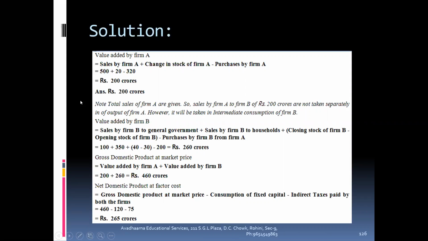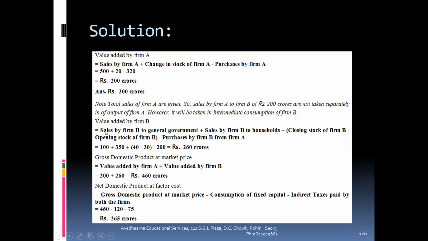Now see, this is the solution of the problem. Value added by firm A will be sale by firm A plus change in stock of firm A minus purchase by firm A. So 500 plus 20 minus 320, purchase by firm A, is going to give me rupees 200 crore as the value added by firm A.